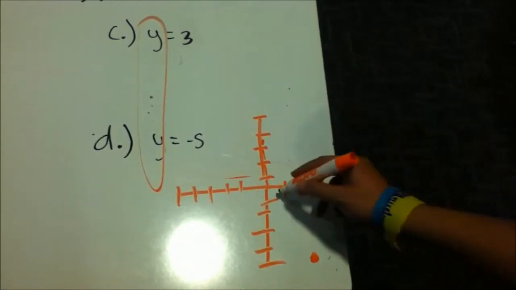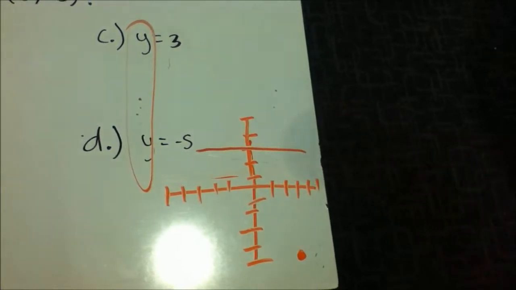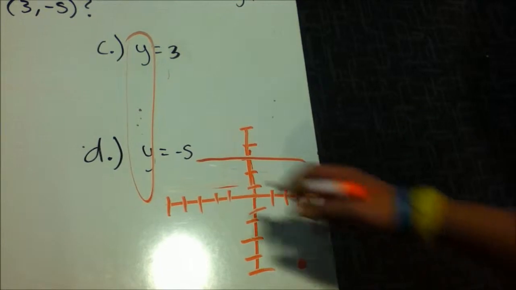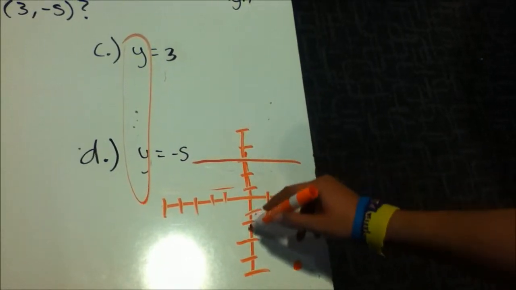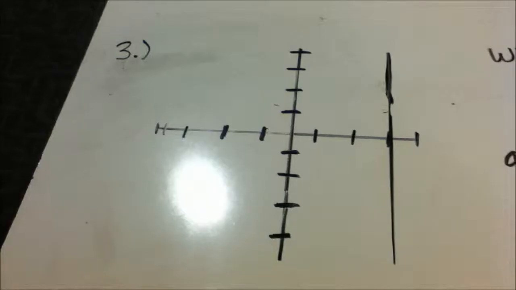Y equals 3. 1, 2, 3. That's our line that C shows. That's incorrect, obviously, because the point's right there. D, y equals -5. 1, 2, 3, 4, 5. Line goes through that point.